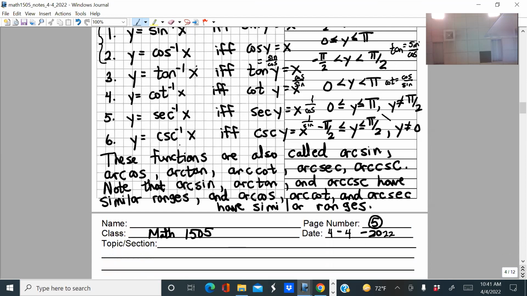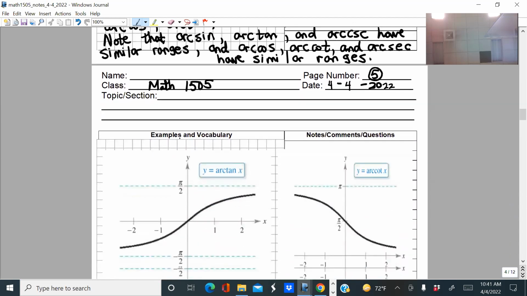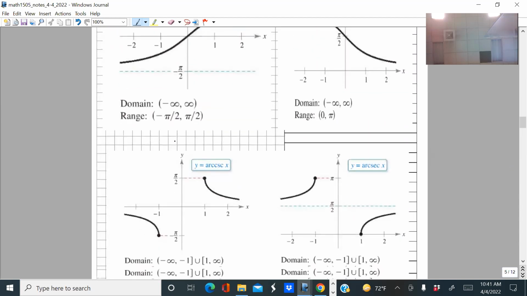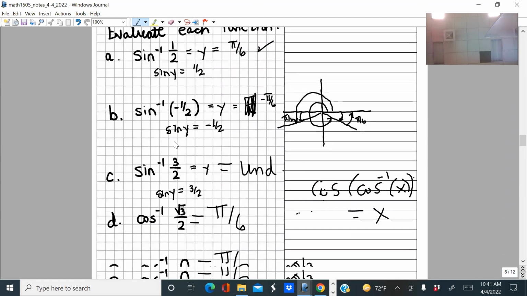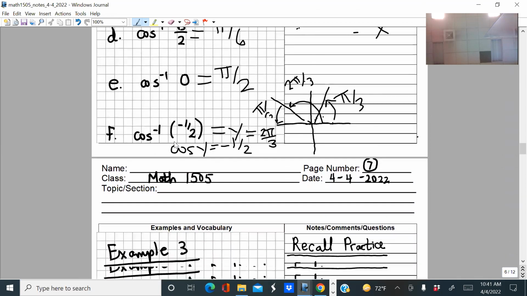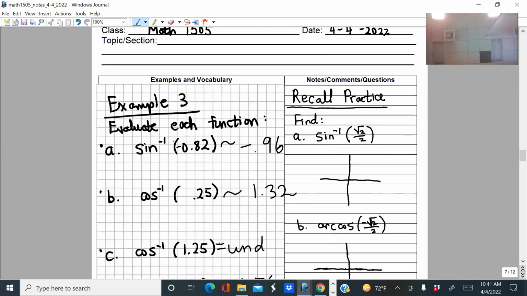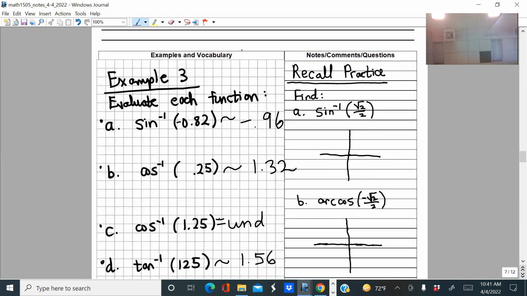All right, I'm going to give you a little bit of recall practice here then. See if I can find it. It's all of our sloppy writing from last time. Okay, so there's the recall practice in the margin.